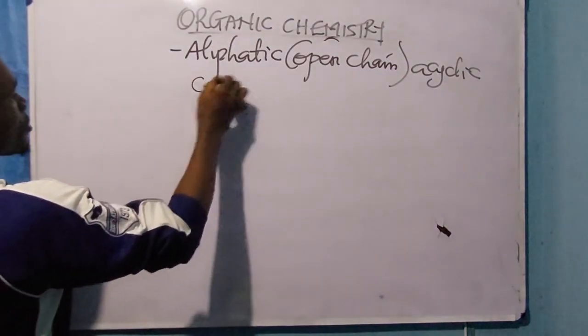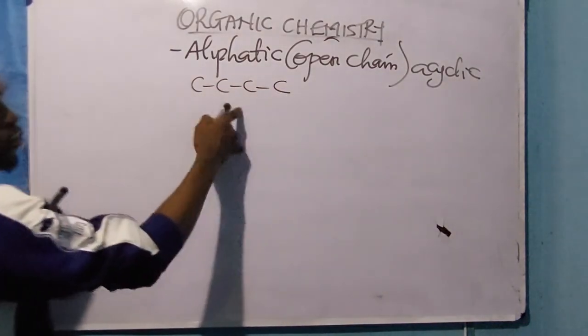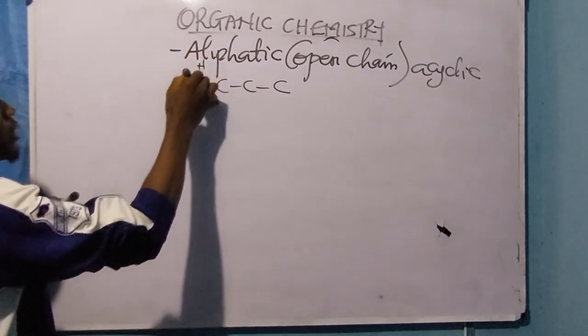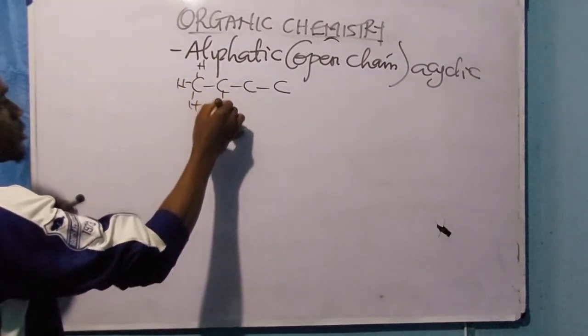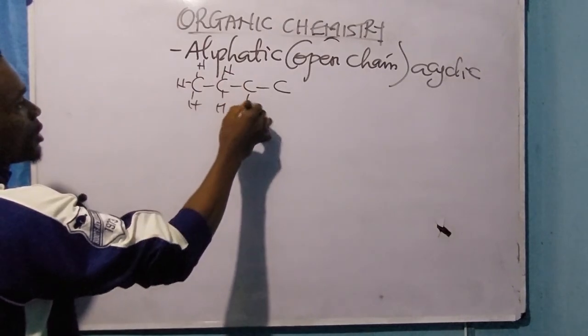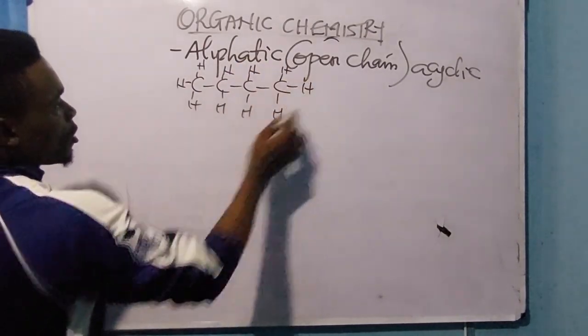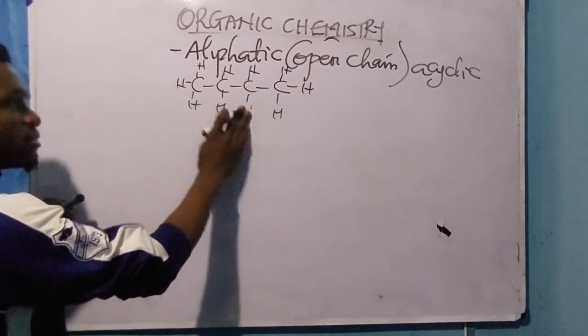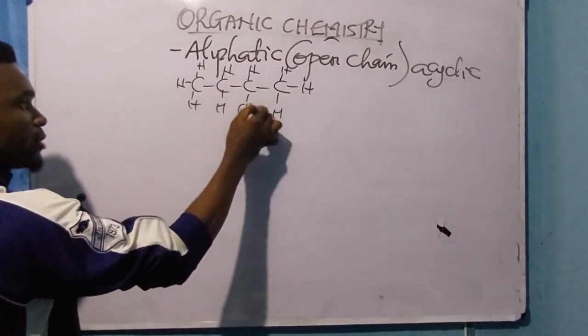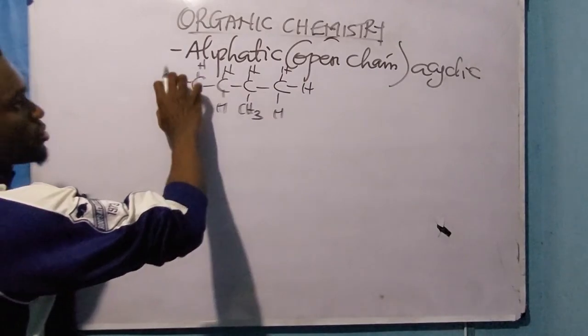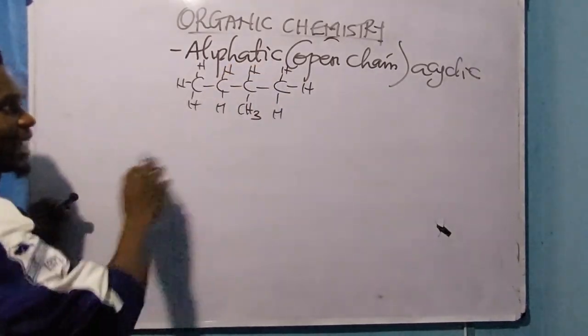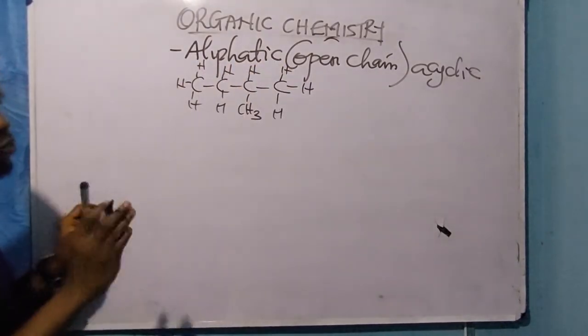If I have this, this is normal butane, all right, it is straight. If I decide to add CH3, this is branched. It is straight or branched, and it is usually open. That is what we are after.